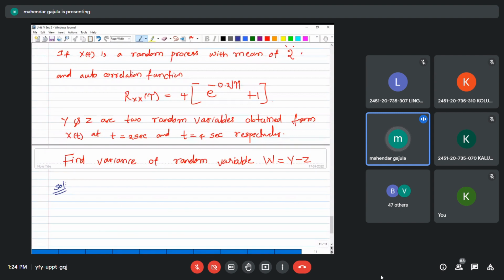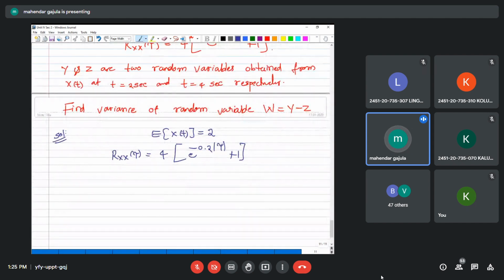So what is the given data? If X(t) is a random process with a mean of 2, meaning the expectation of X(t) is 2, it is given. And the other data given: R_XX(tau) is 4 times e power minus 0.2 mod tau plus 1.